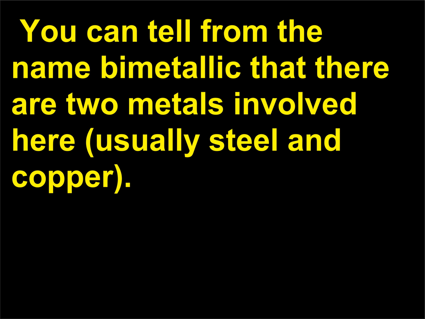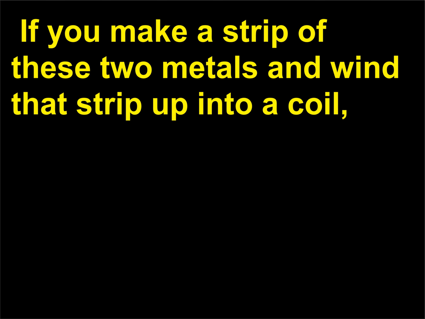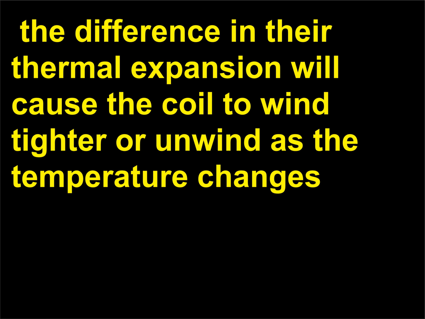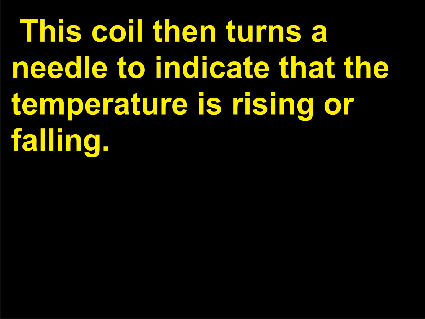You can tell from the name bimetallic that there are two metals involved here, usually steel and copper. In order to measure temperatures, these two metals need to expand at different rates when they are heated. If you make a strip of these two metals and wind that strip up into a coil, the difference in their thermal expansion will cause the coil to wind tighter or unwind as the temperature changes, depending on which side of the coil you place the material that expands more. This coil then turns a needle to indicate that the temperature is rising or falling.